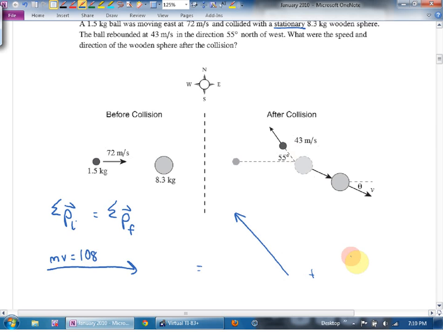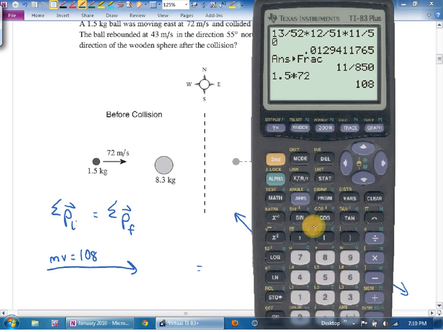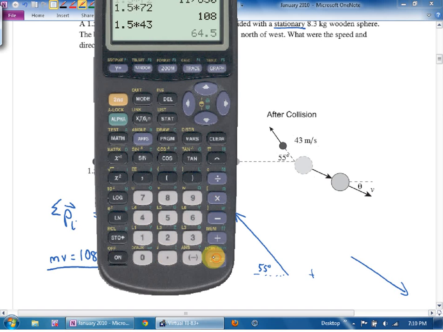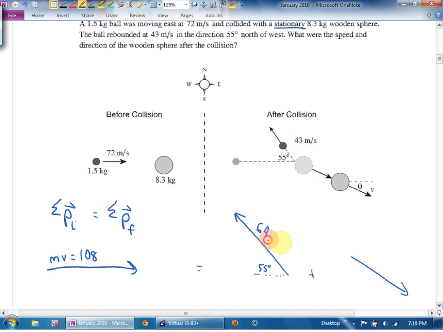that plus that. I know this magnitude. First of all, I know this angle here is 55 degrees. I know this magnitude. It's the same mass of 1.5, but the velocity this time is what? Say 43. Same mass, velocity is 43. So the final momentum of the little ball at an angle of 55 degrees is 1.5 times 43, 64.5. And here's the momentum of object 2, final, that I don't know.